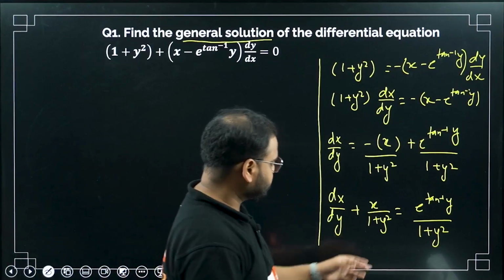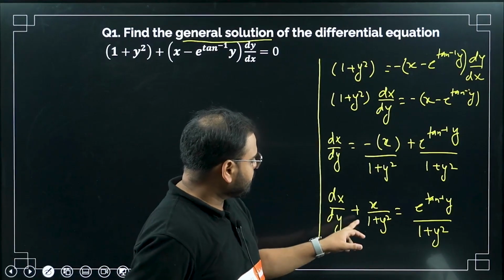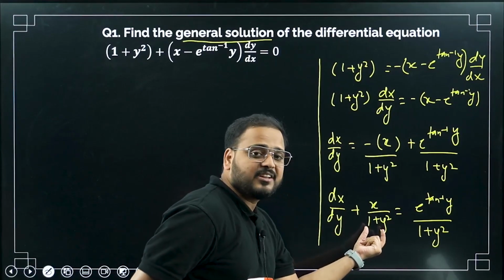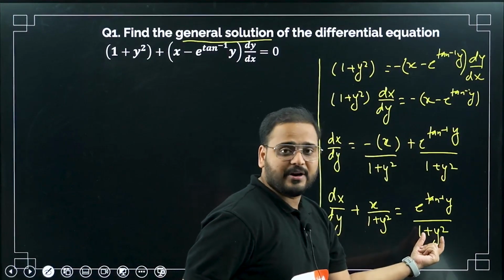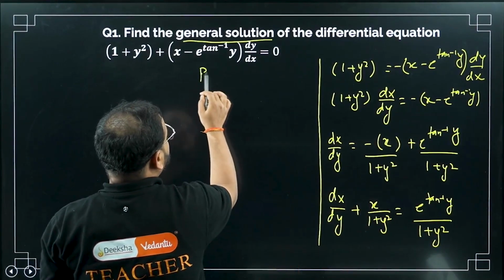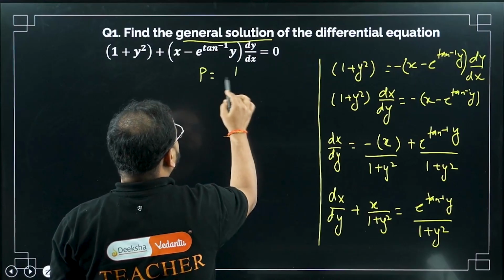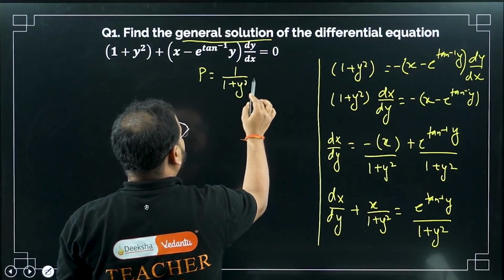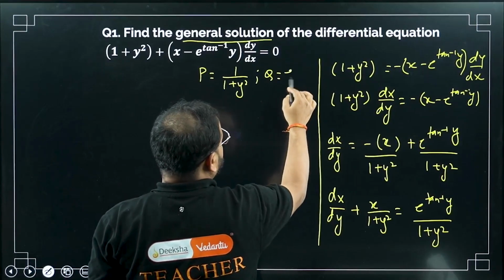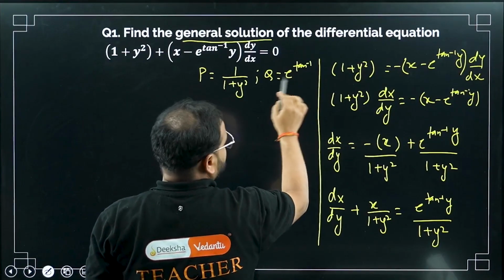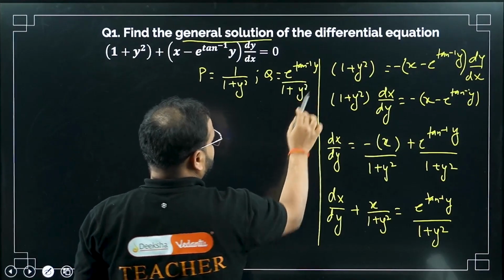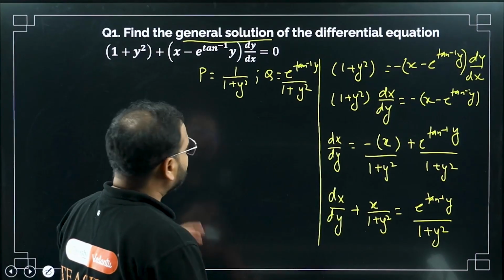Now if you see here, the independent variable is y, so the function is written in the form of the independent variable. Here also the independent variable. Can you identify the p and q values from here? I know you can. So p is nothing but 1 upon 1 plus y square, and my q is nothing but e power tan inverse of y upon 1 plus y square. Okay, what's the next step?